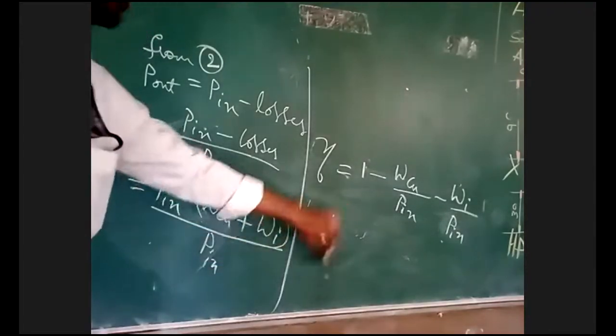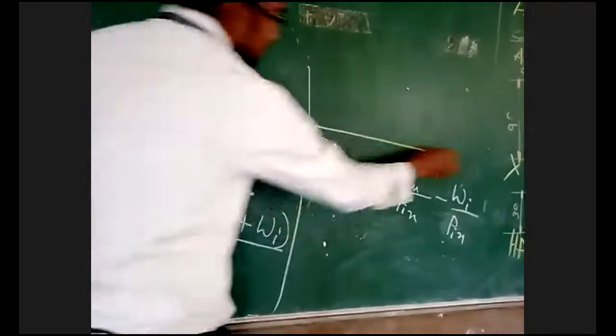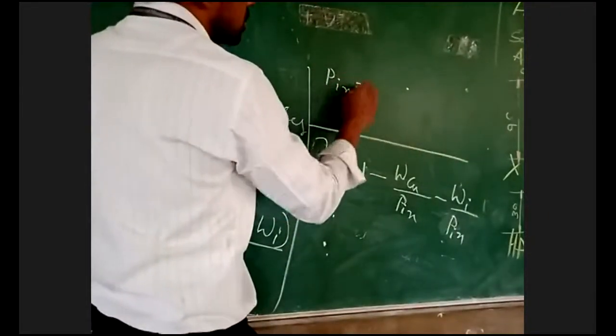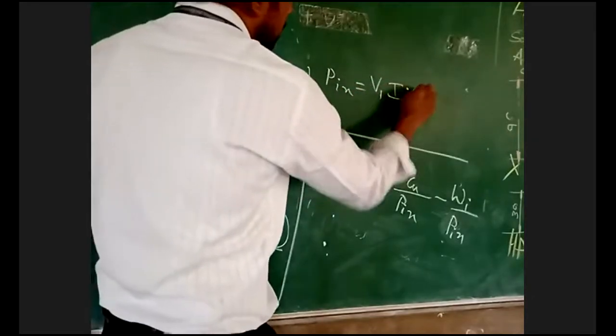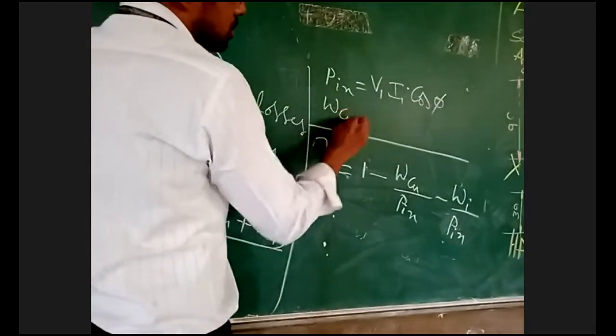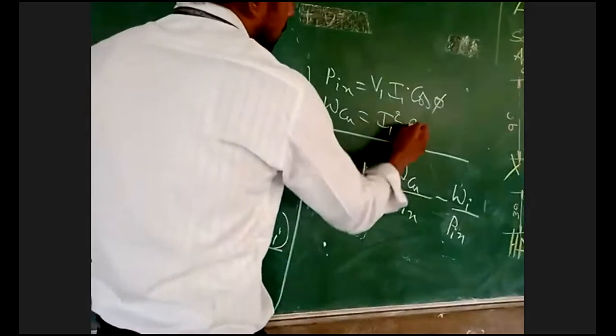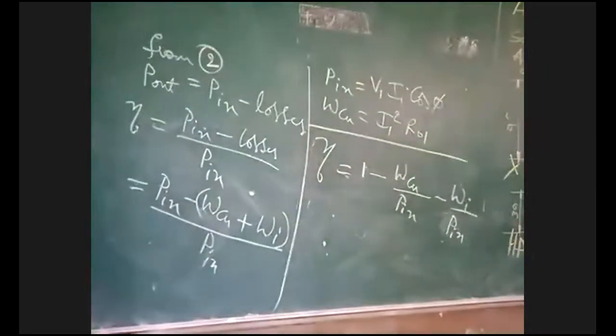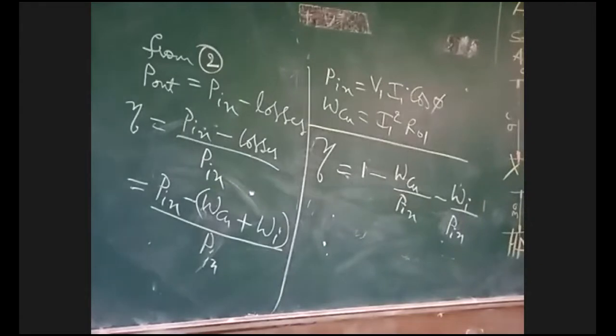Now here I know P in is equal to V1 I1 cos phi and WCu is equal to I1 square into R01. Copper loss is I square R loss. I'm not taking R1; I'm taking both the windings' equivalent resistance, R01 referred to primary, because I know the I1 value. R01 is the equivalent resistance referred to primary.